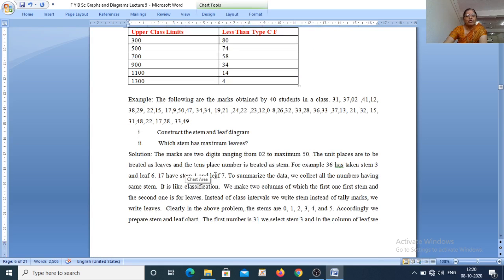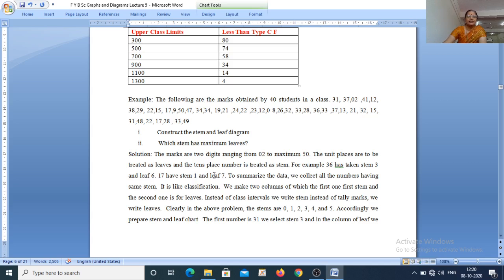Okay. Now we will come to the second type of diagram, which is called the stem and leaf diagram. This particular concept is new to you. Actually, what is it? A stem and leaf chart is just like a histogram, but it is drawn in another way. Consider this example. The following are the marks obtained by 40 students in a class. Say these are the observations. Now construct the stem and leaf chart. Also determine which stem has the maximum leaves.